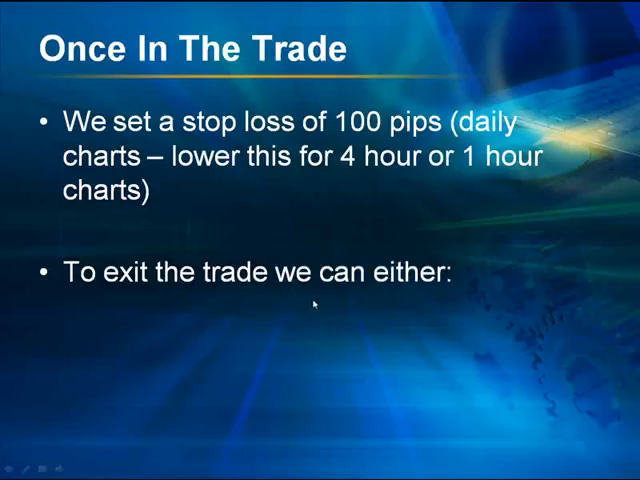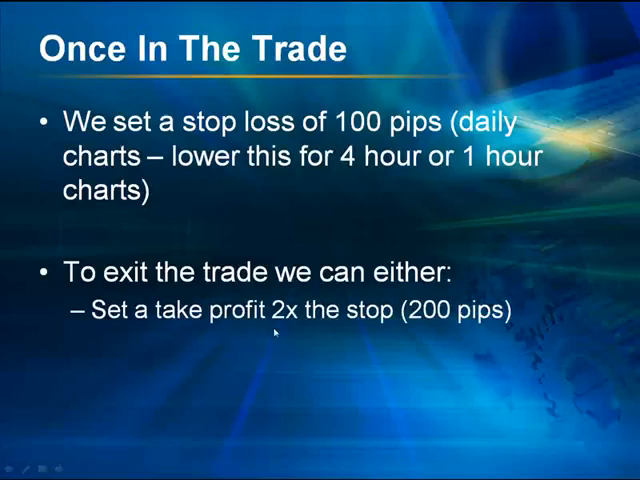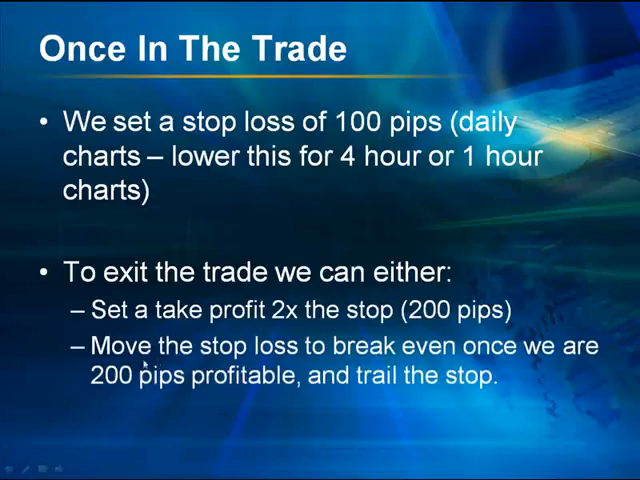And to exit the trade, we can either set a take profit at 2 times the stop. So if we're using a 100 pip stop, we would set a 200 pip take profit, or we can move the stop loss to the break-even point once the trade is 200 pips profitable, and then trail the stop at 200 pips. So that's an alternative exit strategy. In the examples, I'm going to use the 2 times rule.